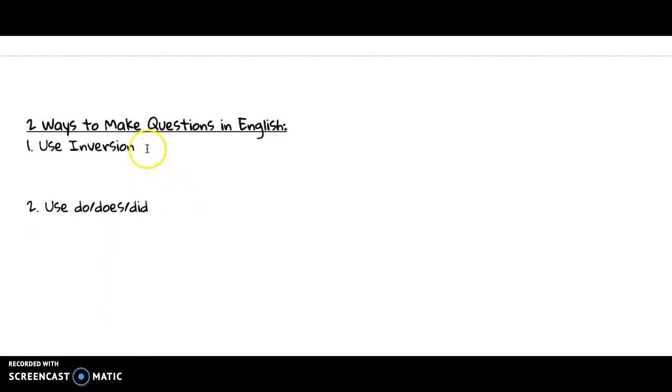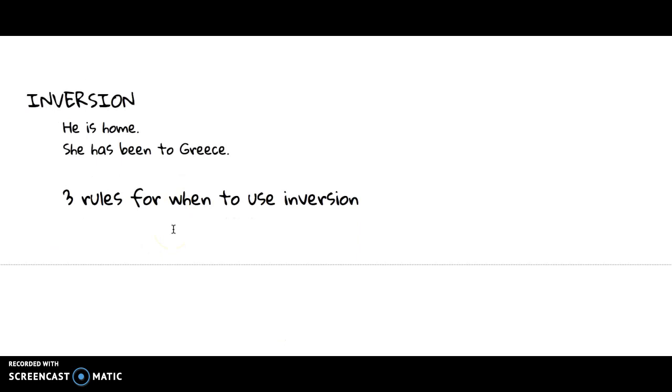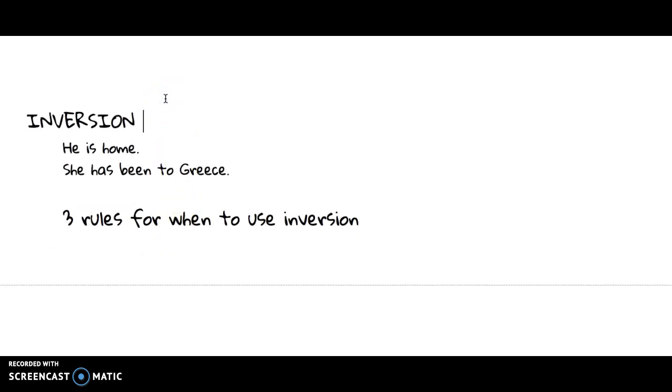Our first way is to use inversion. And the second way is to use do, does, or did. These are your only two choices, so you need to learn when to use which. So first we're going to talk about inversion. This is the most common way to make questions in English.